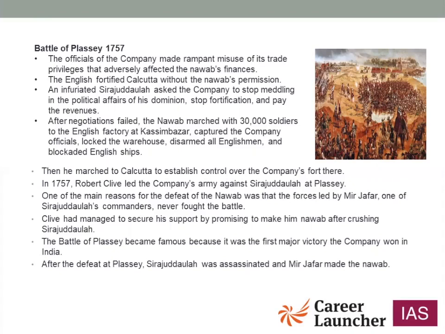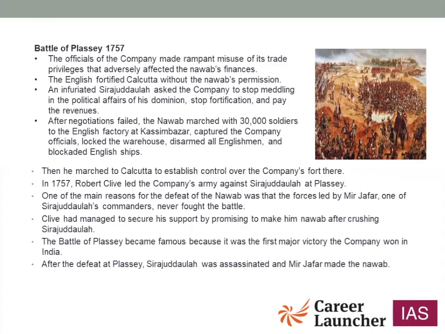After negotiations failed between the two parties, the Nawab marched with 30,000 soldiers to the English factory at Qasim Bazar. He captured company officials, locked the warehouse and disarmed all Englishmen, and finally blockaded the English ships there. Then he marched to Calcutta to establish control over the company's fort there. In 1757, Robert Clive, who was then Governor General, led the company's army against Sirajud-Dowla at Plassey.